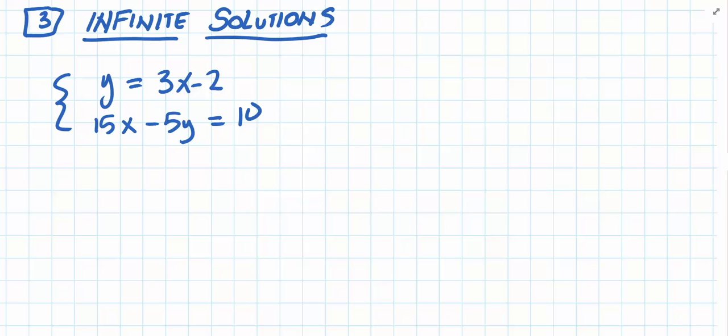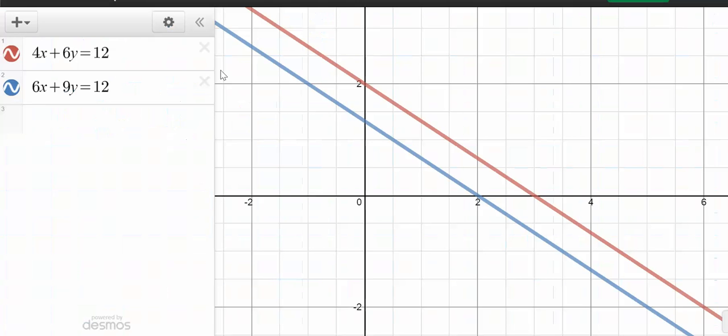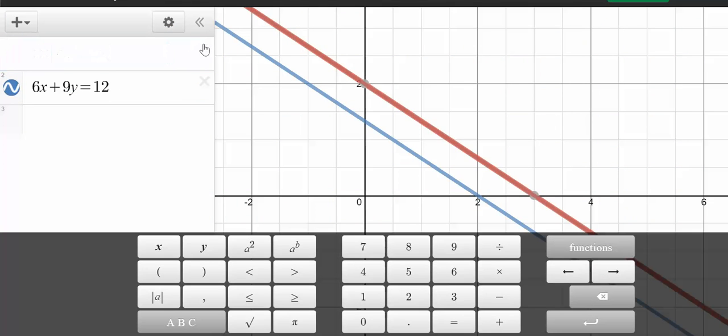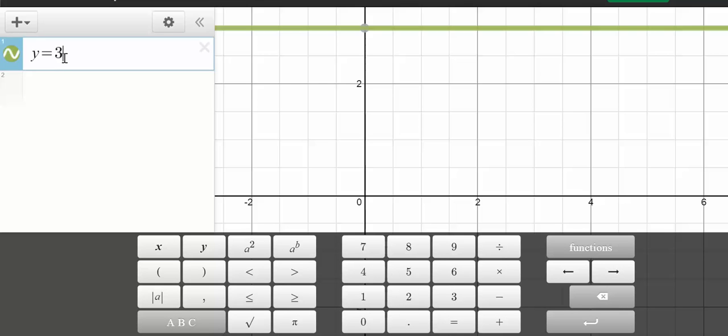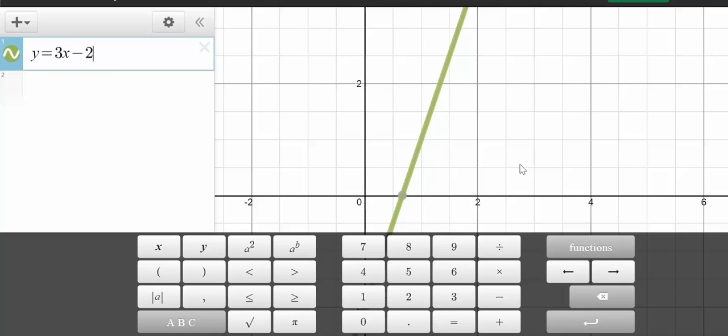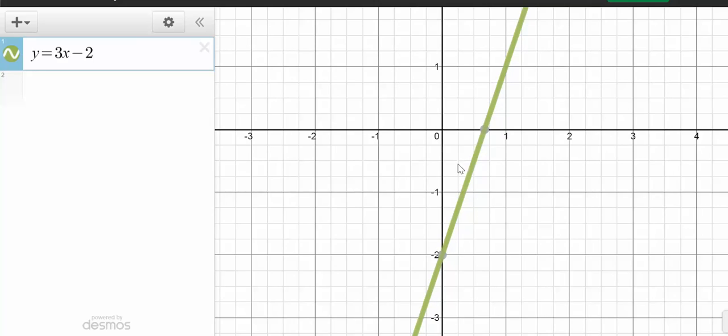So let's get a picture of this graph. Let's see what it looks like as a graph. So I'll go over to Desmos and we'll get a picture of this. Can you guys help me out? What was the first one there? Y equals 3x minus 2. All right, so I got this nice green graph over here. No big deal. Let me zoom out a little bit.